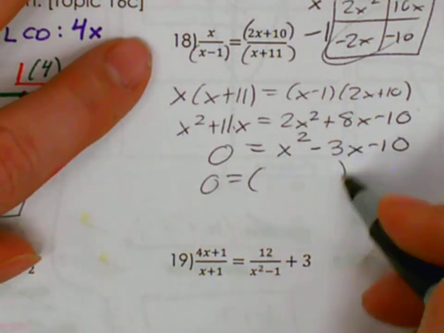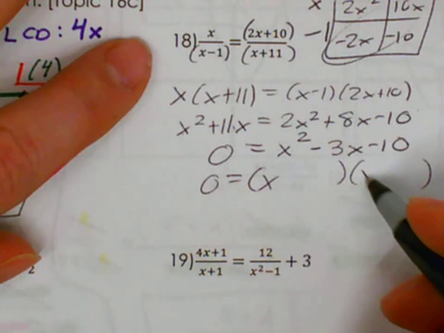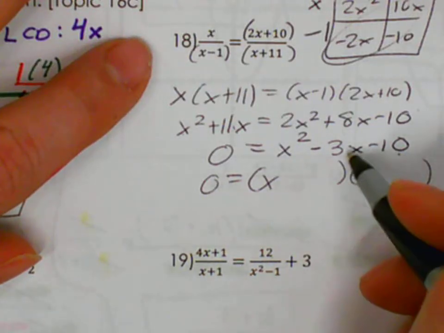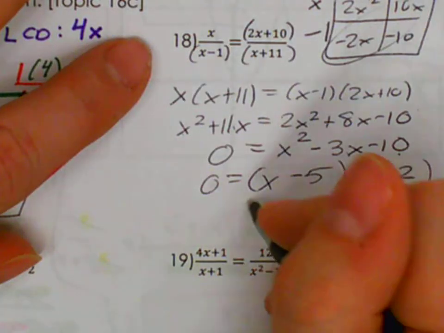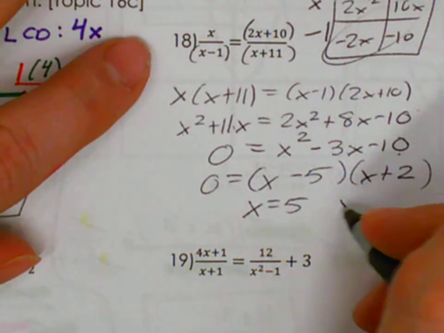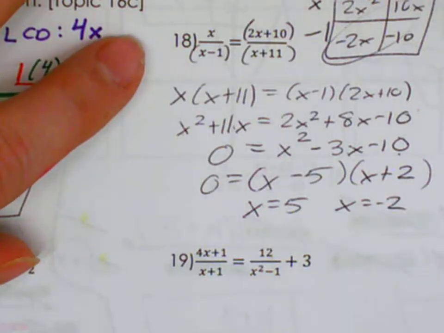So now I can factor. I'm looking for two numbers that multiply to be negative 10 and add up to be negative 3. That would be negative 5 and 2. That gives me 5 and negative 2.